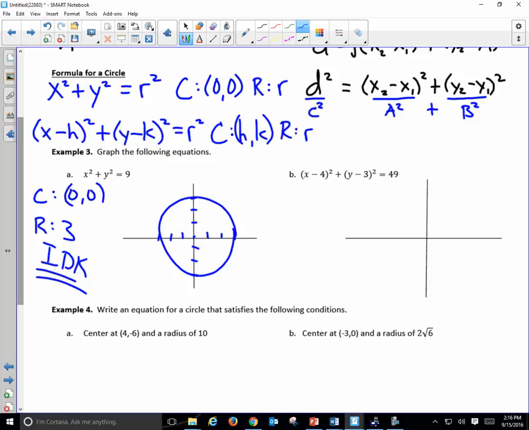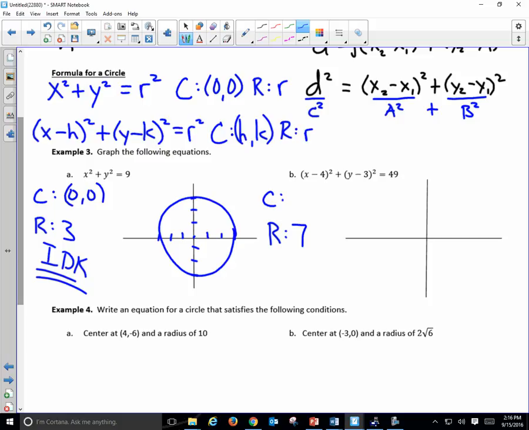Okay, let's move to one that's a little bit more difficult. Does that look like the top or the bottom? Looks like the bottom. Okay, let's start with the easier part. What do you think the radius is of this one? 7. Now at first glance, what do you think the center might be? Take a guess. Looks like it might be -4, -3, right?